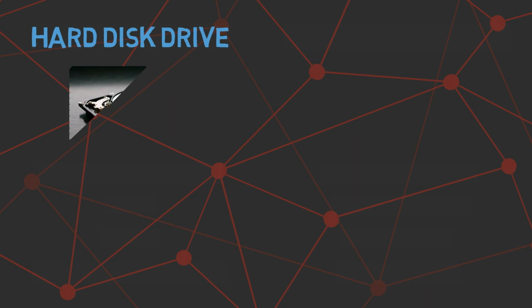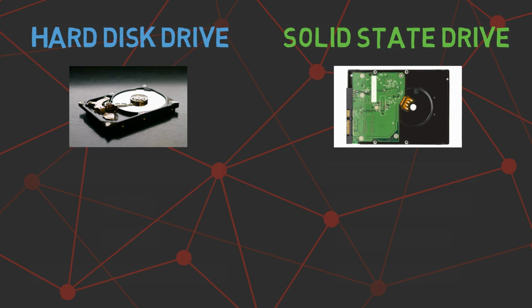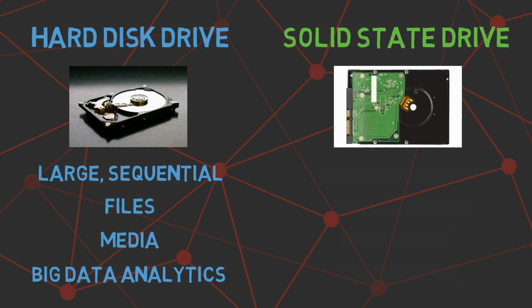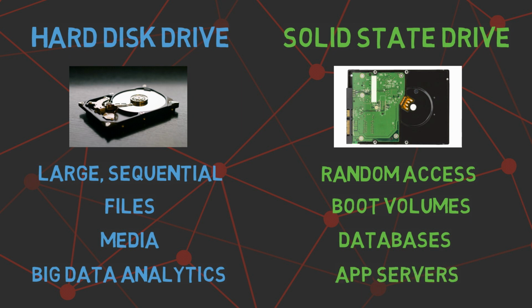We will now take a glimpse at the use cases of hard disk drives and solid-state drives. Hard disk drives are ideal for large, sequential workloads. They can be used for storing files, media, and big data analytics. Solid-state drives are ideal for random access of data. They are the best choice for boot volumes that store the operating system. They can be used as storage for databases and application servers. When in doubt, choose solid-state drive.